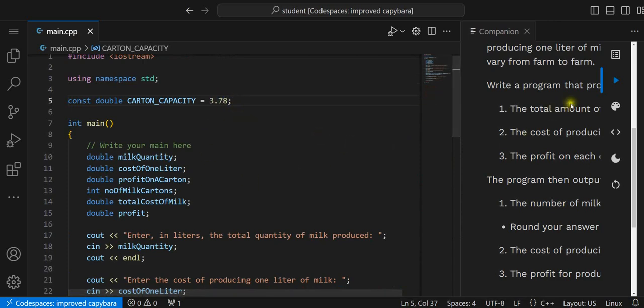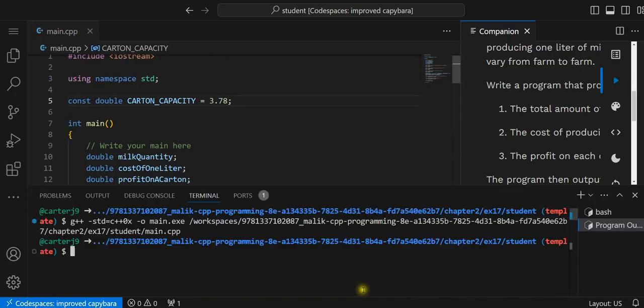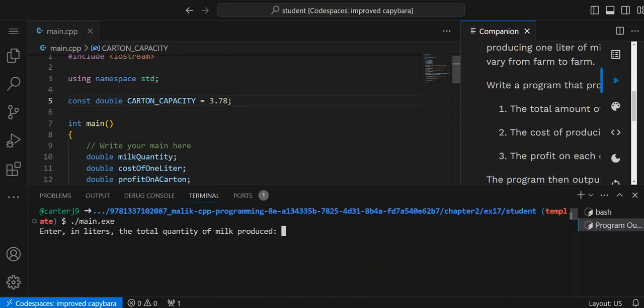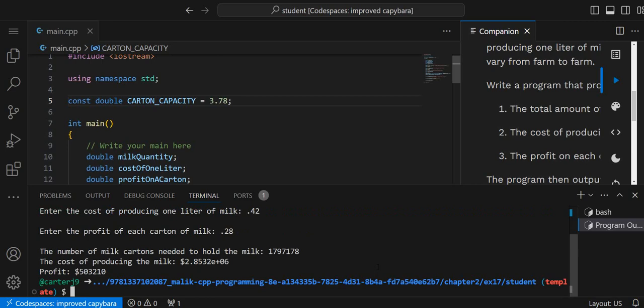All right, so let's go ahead and run that. All right, enter in liters the total quantity of milk produced. Let's go. Let's make some money. Enter the cost of producing 1 liter of milk, 30.42 cents. Enter the profit of each carton. Alright, we made some bucks. We made it, happy to be in the milk business.